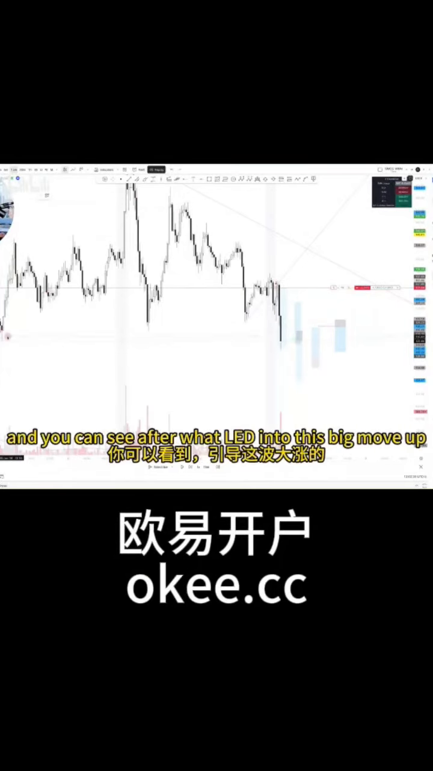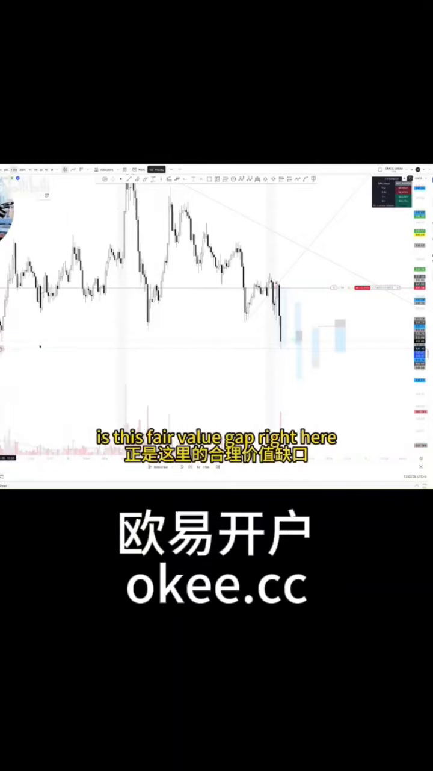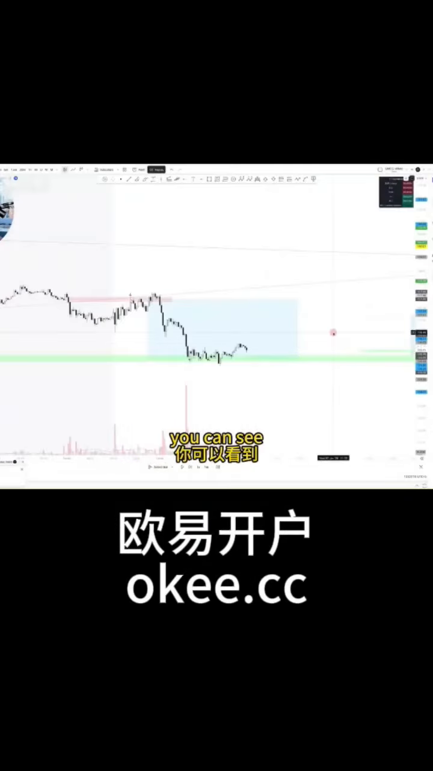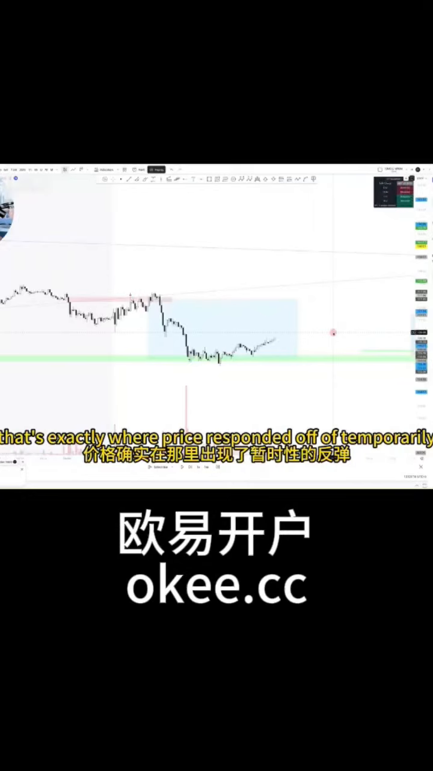And you can see after what led into this big move up is this fair value gap right here. So once I saw price starting to respond off of there, that's where on my current time frame, I was like, maybe this could drop lower. This is a beautiful trade so far to be able to lock in profits. You can see that's exactly where price responded off of temporarily.